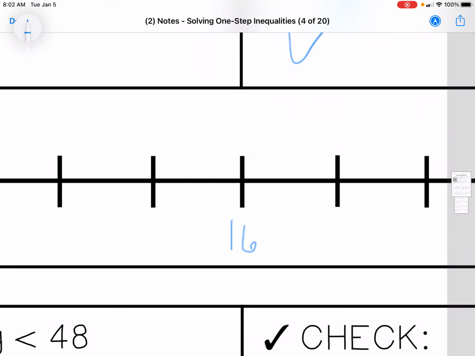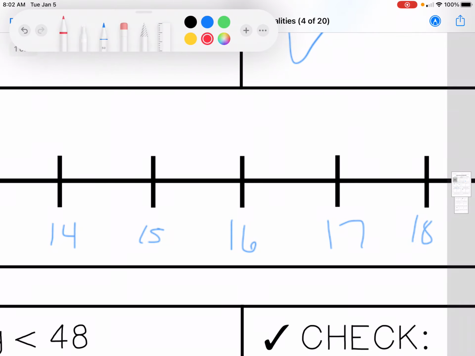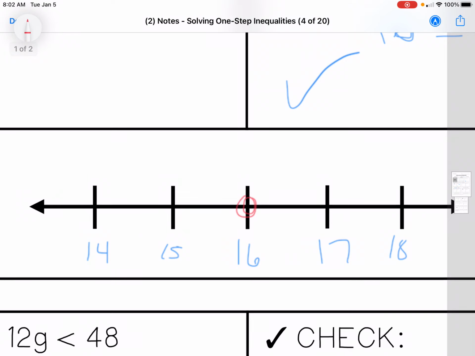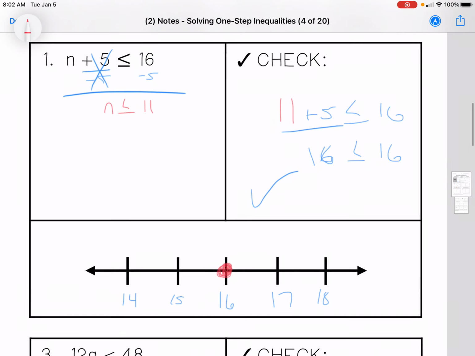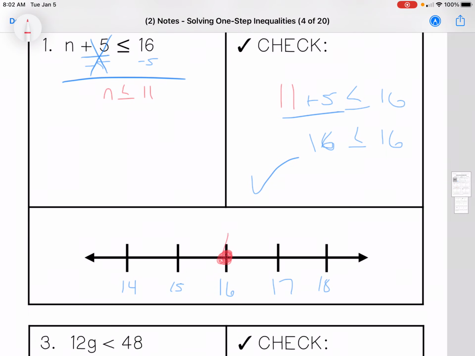All right, so let's graph it. Again, you can count by ones if you want. It's fine. Okay, it is less than or equal to 16. So remember, equal to is a closed dot. Okay, less than goes left. L's go left.